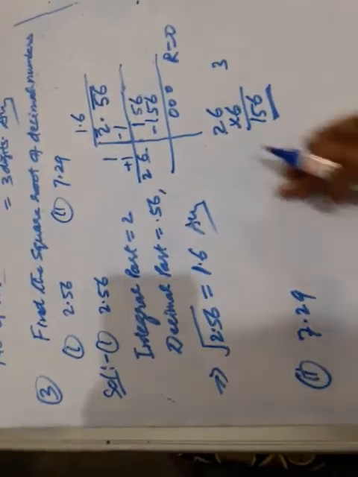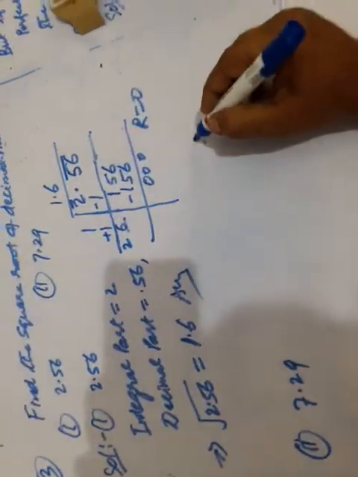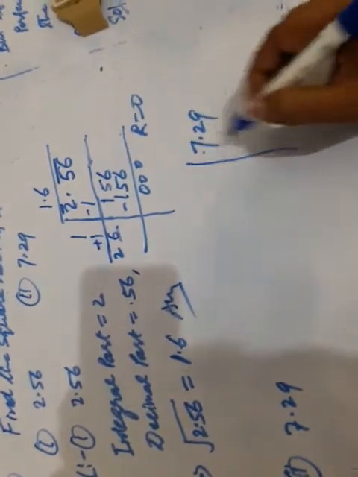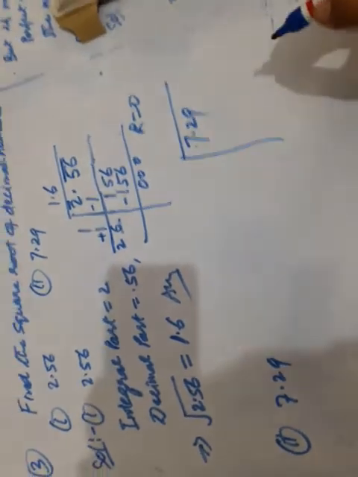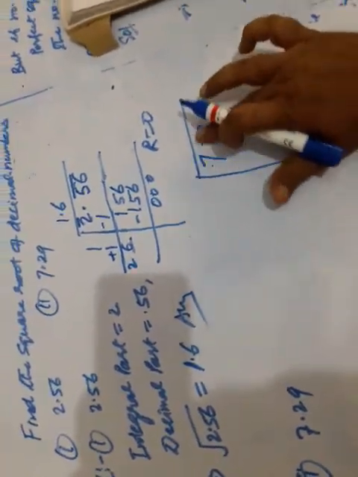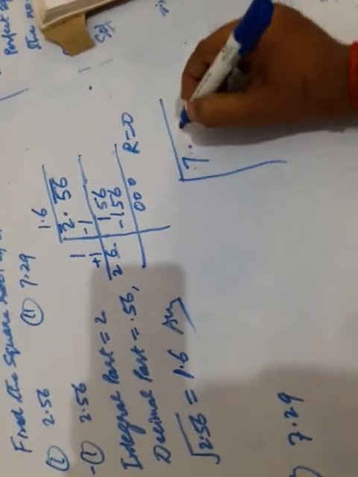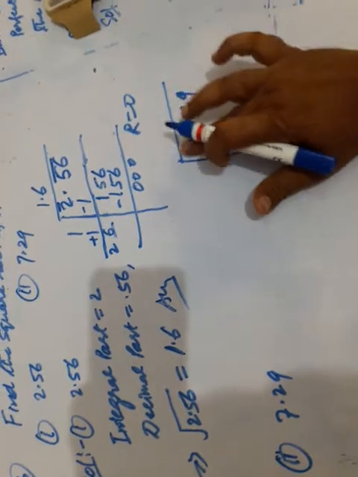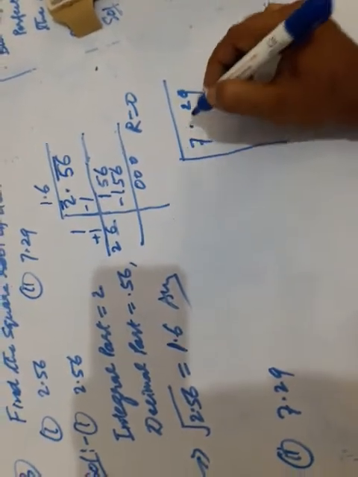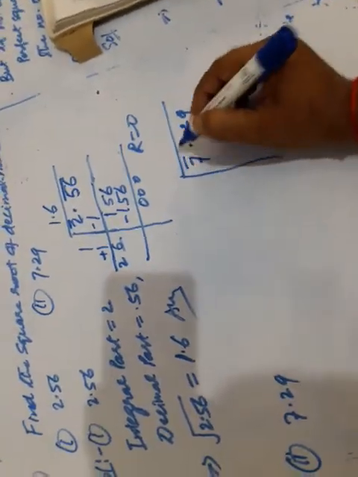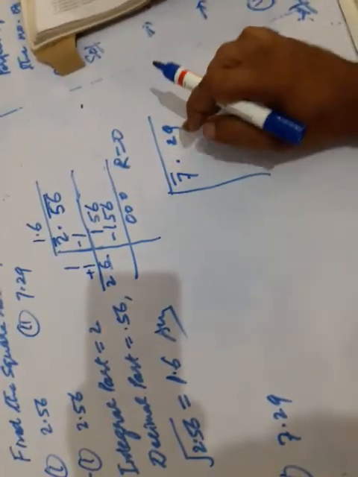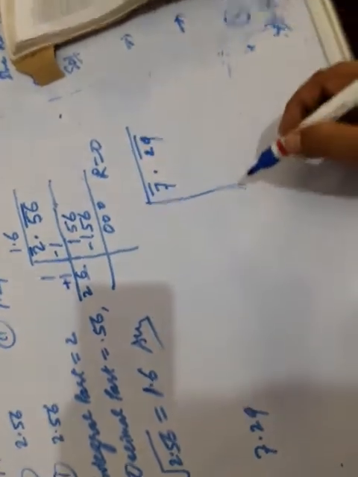7.29. How will you find it out? 7.29 is the number whose square root has to be found. Okay, children, draw the structure in this way. Now here 7 is your integral part, children. So make the pair for 7. 7 itself will be there in the pair, and put the bar over 7. And for the decimal part you have to start with the first place after the decimal point, that is 29.